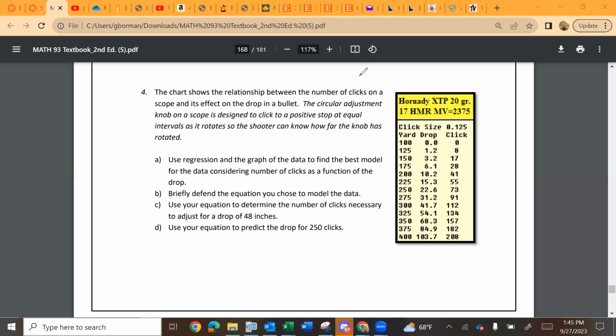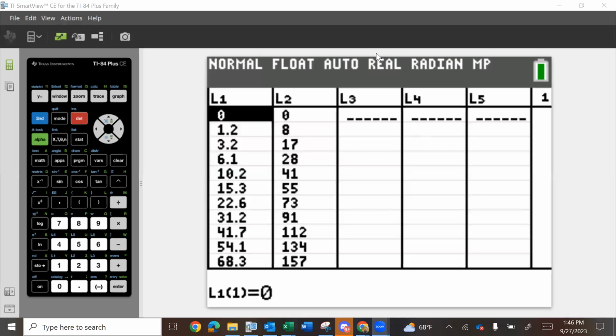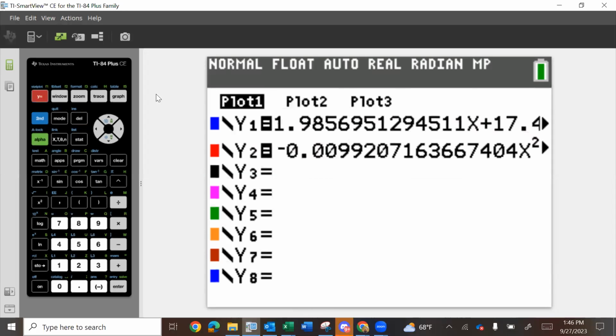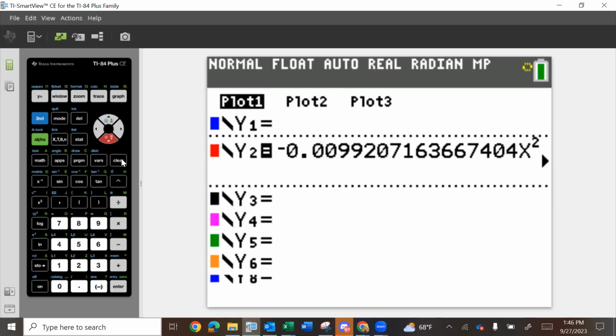Okay, so let's go to the calculator. So I quickly put all the data into the calculator. Wow, that was fast. And now I need to start looking at those. Well, I guess before I start looking at the R squared values, I'm going to just take a look at this thing. All right. So, oh, I've got some old stuff here I don't need.